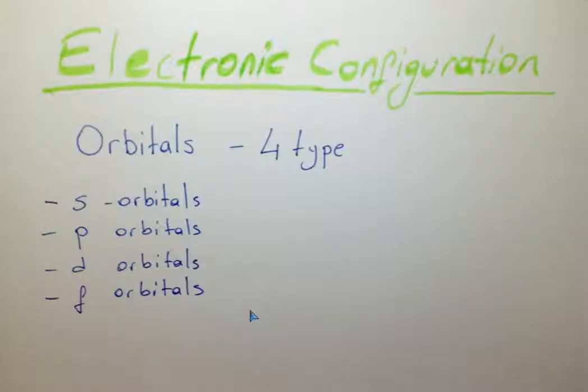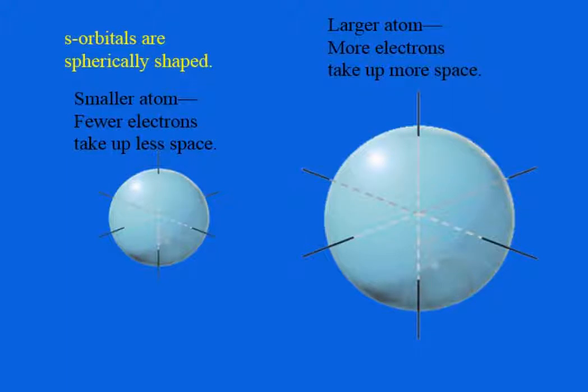There are four types of orbitals and they are s, p, d and f orbitals. We also need to know the shapes of orbitals. The s orbitals are spherically shaped as you see here. Here is the center of the atom, the nucleus, and here is the region that has the probability of finding an electron.